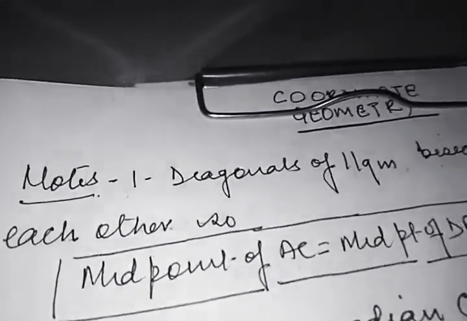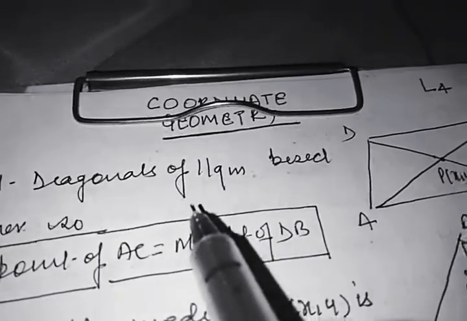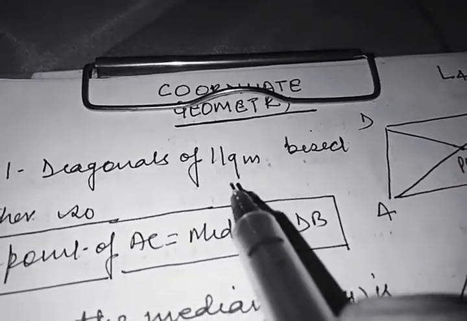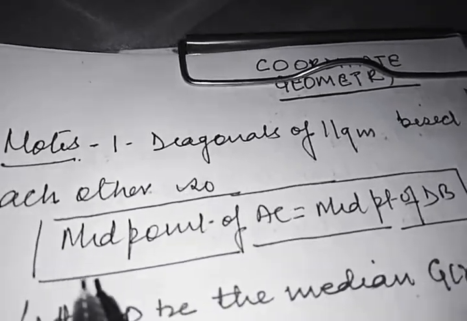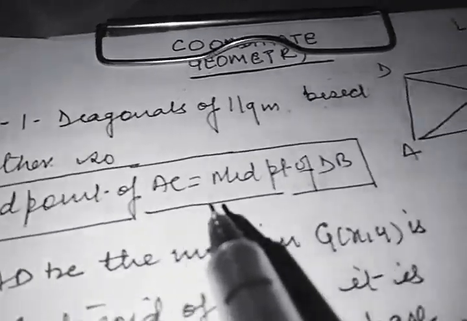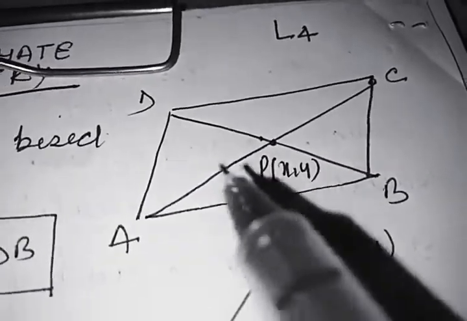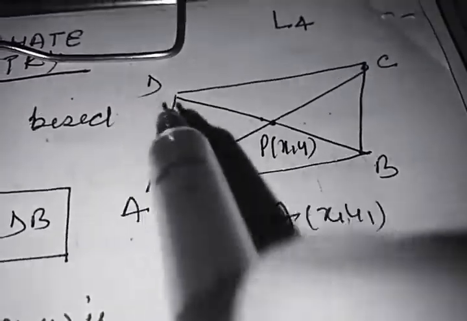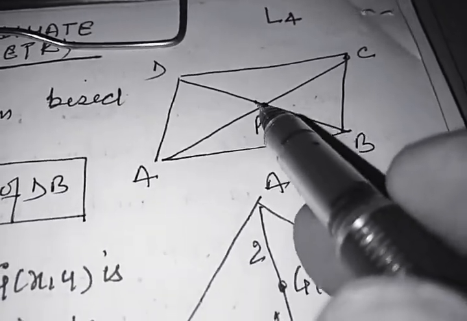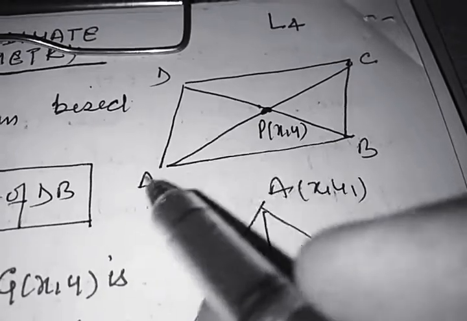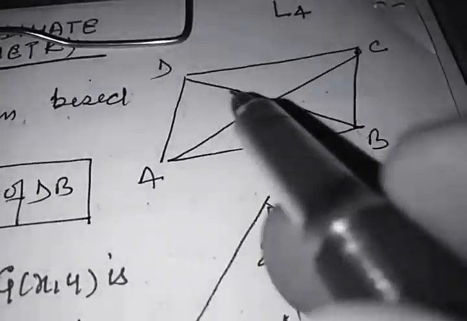Now we move on to lecture 4 of coordinate geometry. See, some notes I have given here. Diagonals of a parallelogram bisect each other. So the midpoint of diagonal AC will be equal to the midpoint of diagonal DB. This is your parallelogram. Since AC and BD bisect each other, this is the midpoint for AC also, and this is the midpoint for BD also.